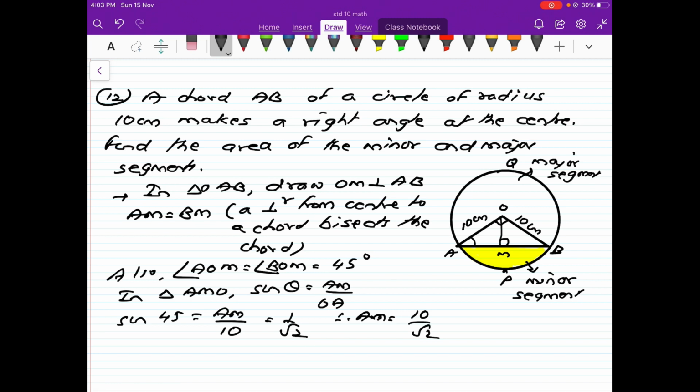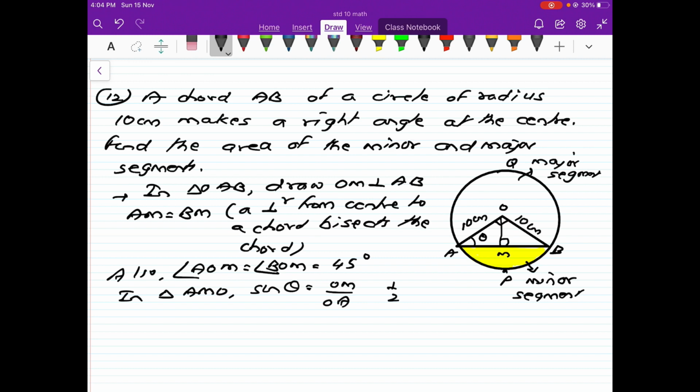We can take this also as this. So we can take this like this because it is 45, the other angle will be 45. So a better way is we can get this directly. So in triangle AMO I will take sine theta as OM upon OA. This also is 45.